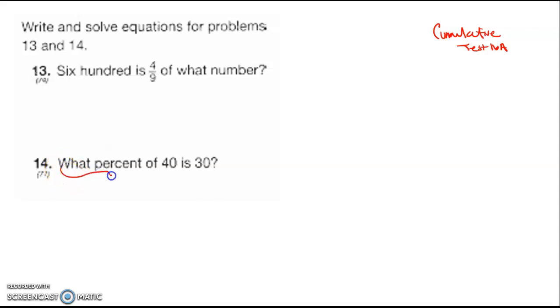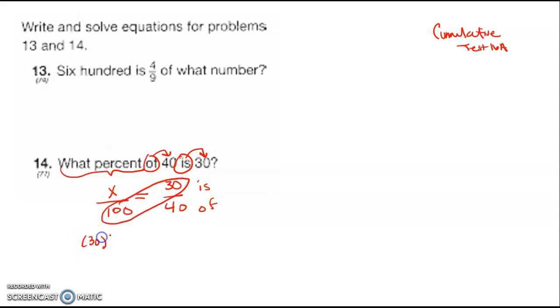So here we have what percent. What percent is what per 100? Of 40 is 30. So we have is over of. 30 goes here, 40 goes here, and we have our proportion. So let's cross multiply. 30 times 100 is equal to 40x. So this is, and we divide. So x is equal to 75.